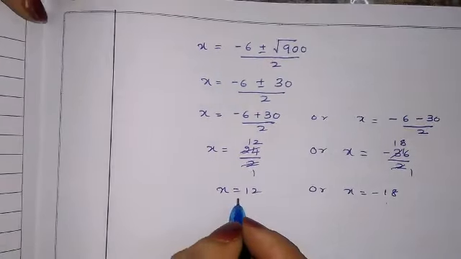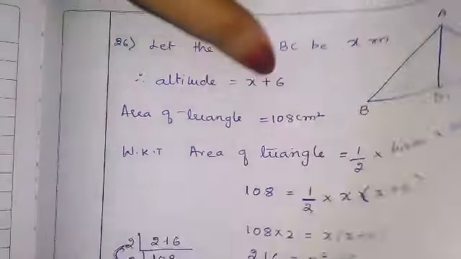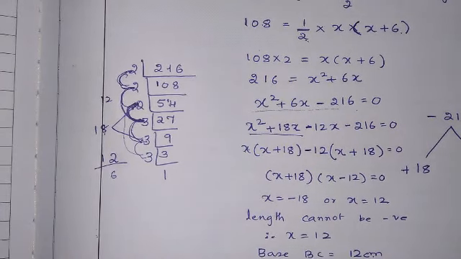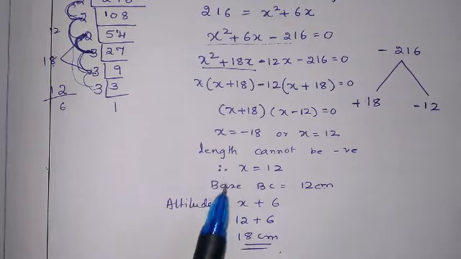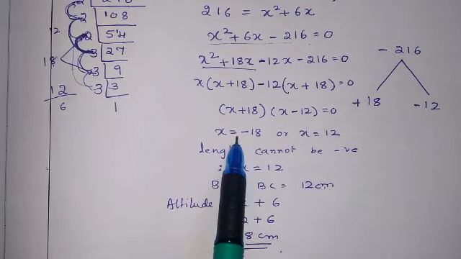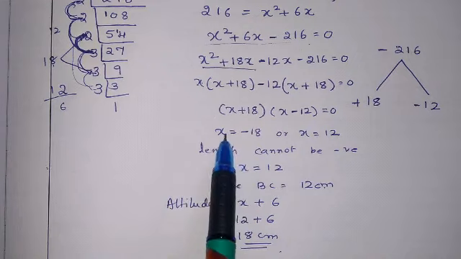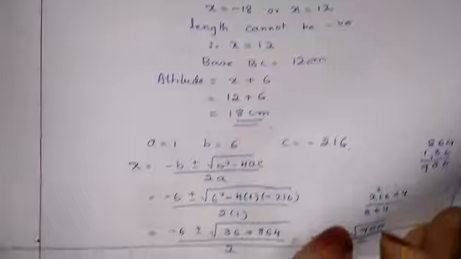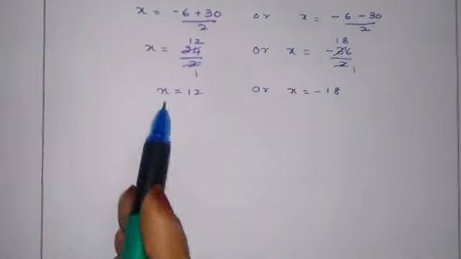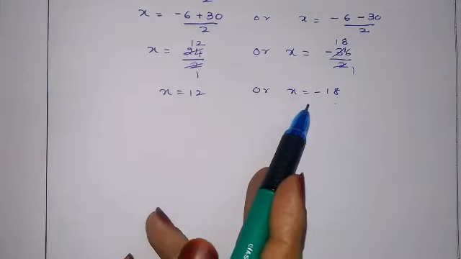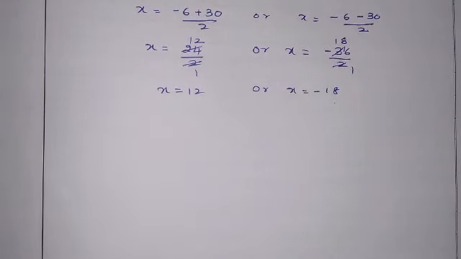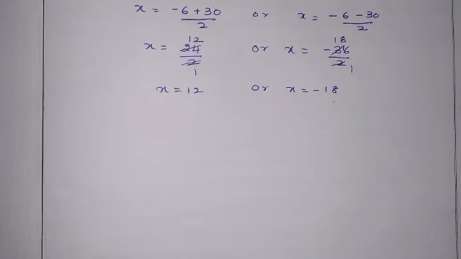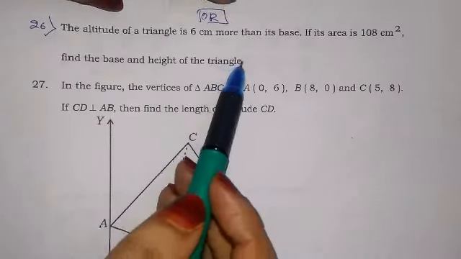So here x is equal to 12 or x is equal to minus 18. This completes question number 26. By the factorization method we got x is equal to minus 18 and x is equal to 12, and even by the formula method, x is equal to 12 and x is equal to minus 18. So we can use any method to solve such quadratic equation problems.